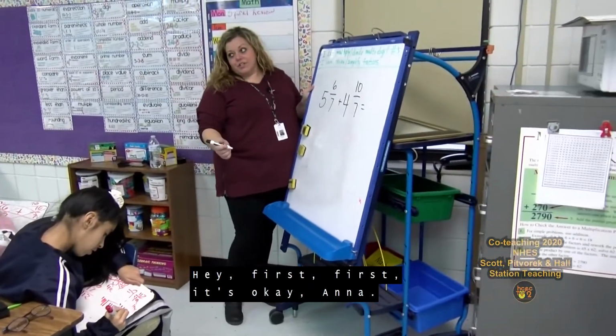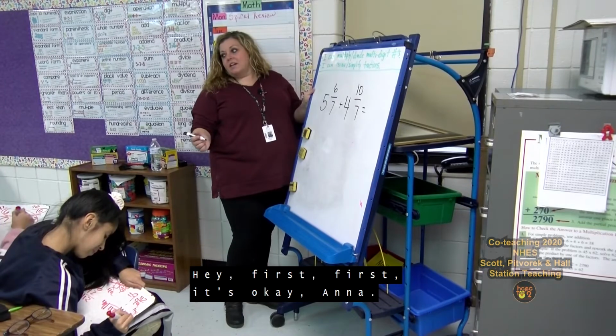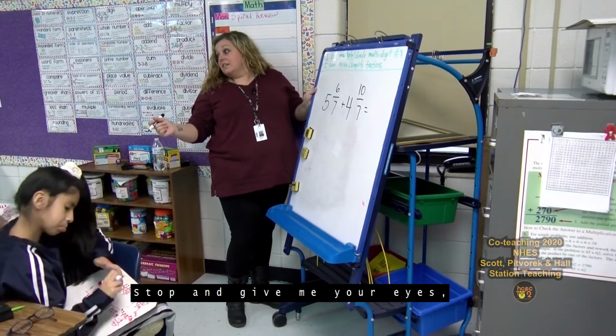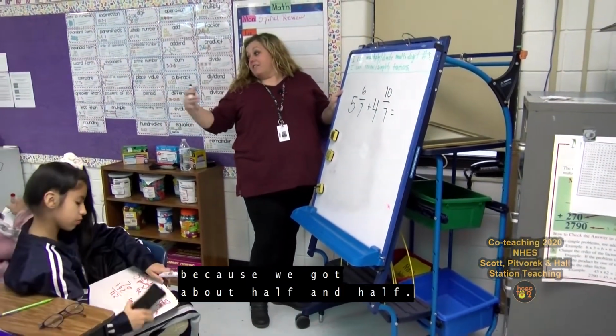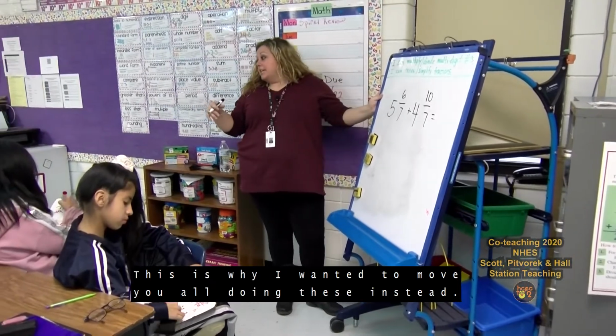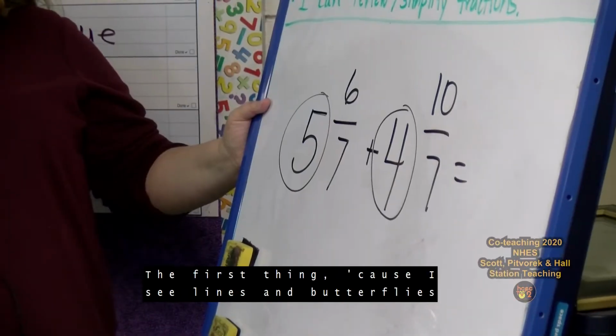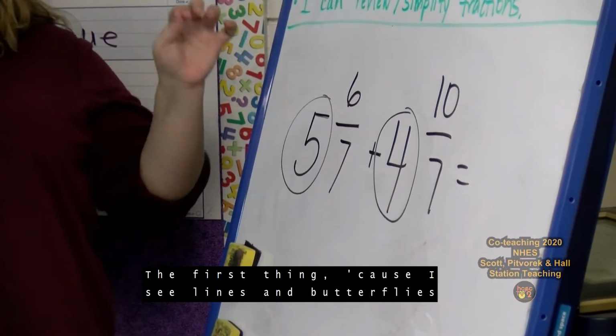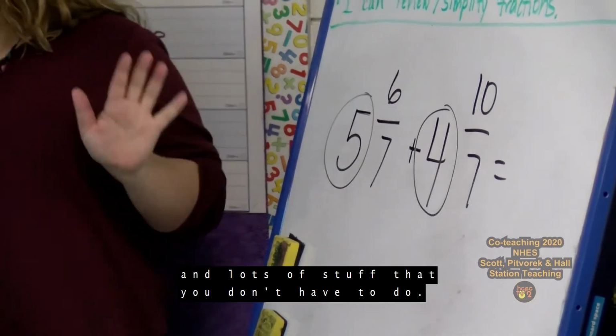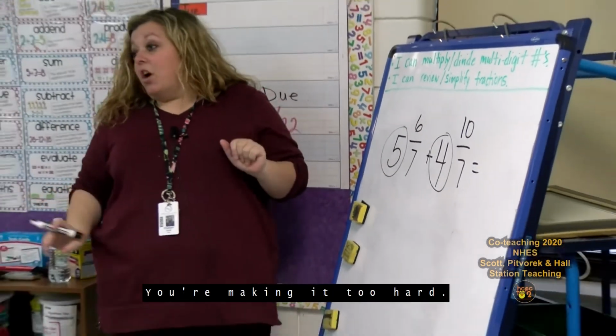Hey, first, it's okay, Anna. Stop and give me your eyes, because we got about half and half. This is why I wanted to move you all to doing these instead. The first thing, because I see lines and butterflies and lots of stuff that you don't have to do. You're making it too hard.